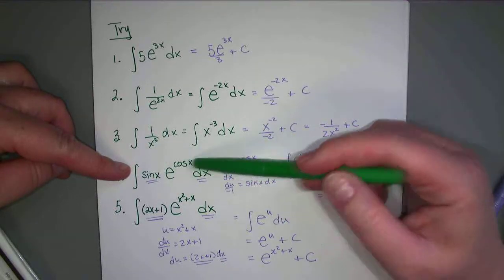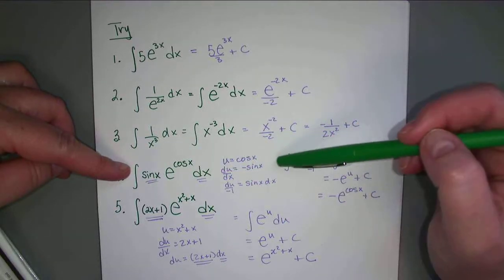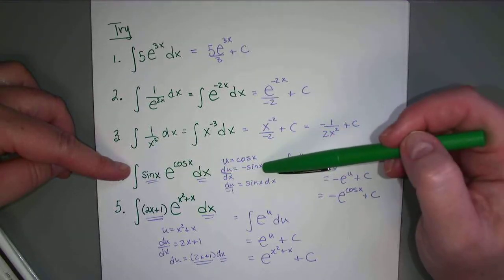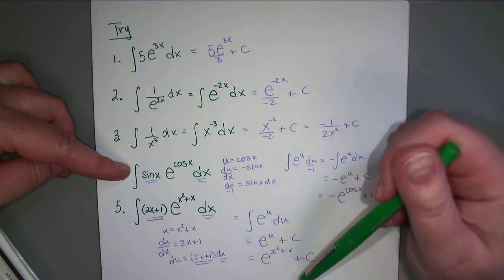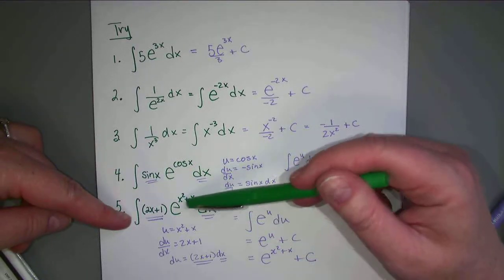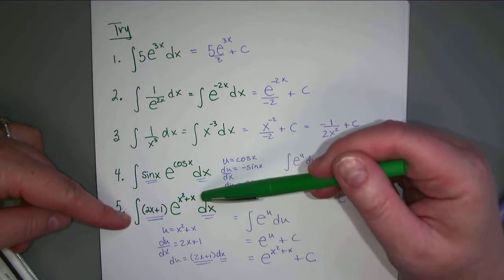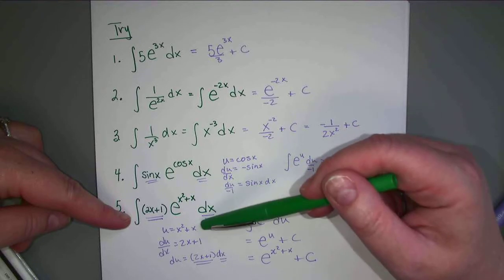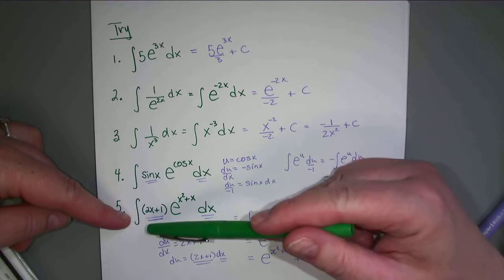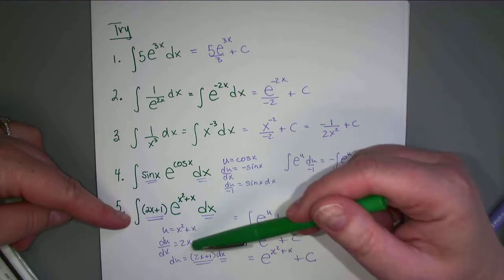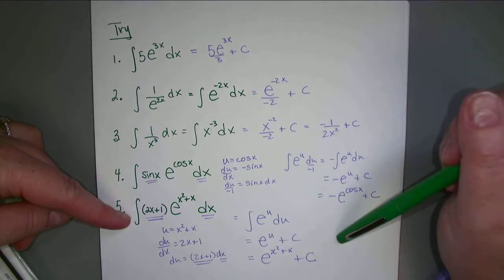Here you call u the cos. The derivative of cos is minus sine, and there is a sine there, so that will work. Here the exponent is x squared plus x. The derivative of that is 2x plus 1, and there happened to be a 2x plus 1 in front. Okay, so there's your answers.